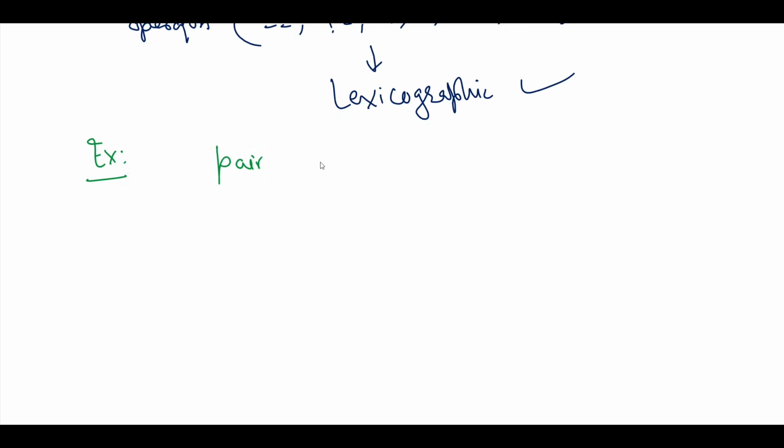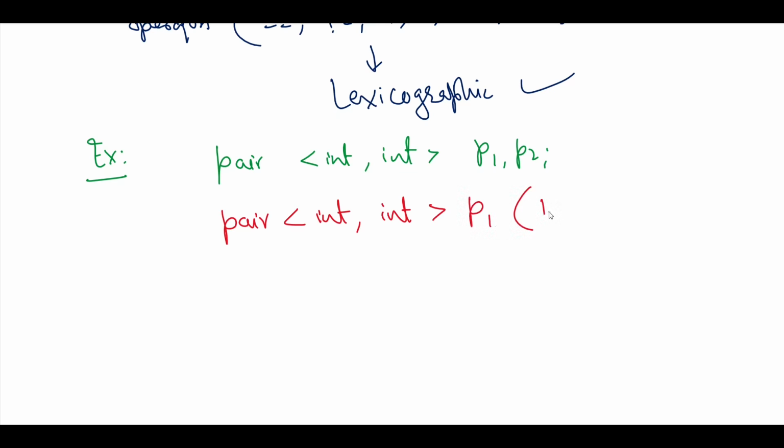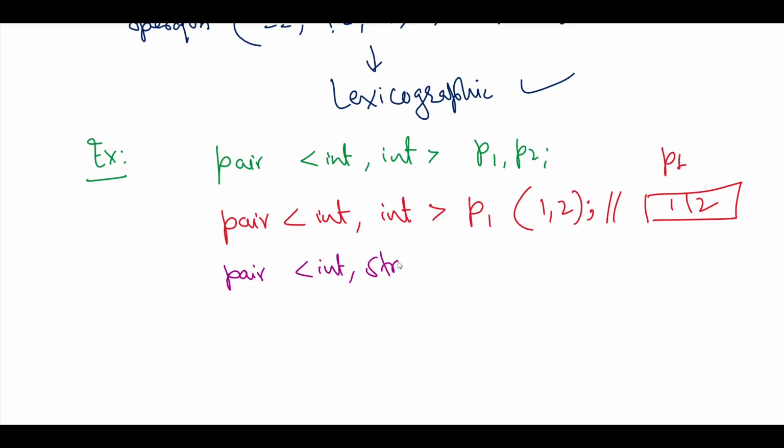You can create a pair like this. I want to create a pair having two values, and both the values are integers. So one is p1 and p2. If you want to initialize one of these variables, you can also do something like this, maybe pair of int, int, then p1, and pass two values here. So it will create a pair like this, 1 and 2, and its name will be p1. Clear? Let's create one more pair having an integer value and a string value, and its name will be p3.